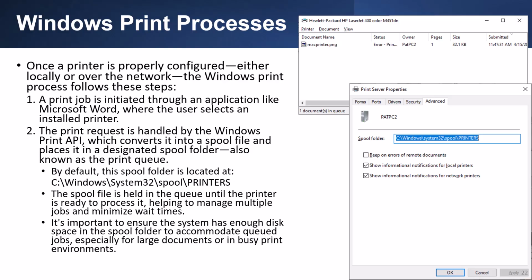The spool file is held in a queue until the printer is ready to process it, helping to manage multiple jobs and minimize wait times. It's important to ensure the system has enough disk space in the spool folder to accommodate queued jobs, especially for large documents or in a busy print environment.